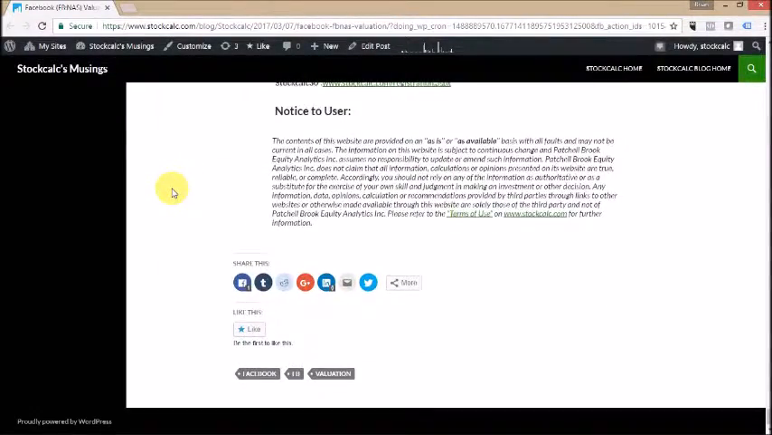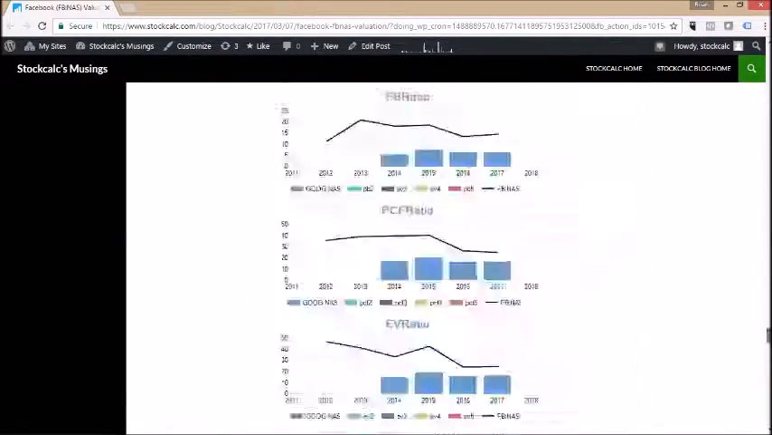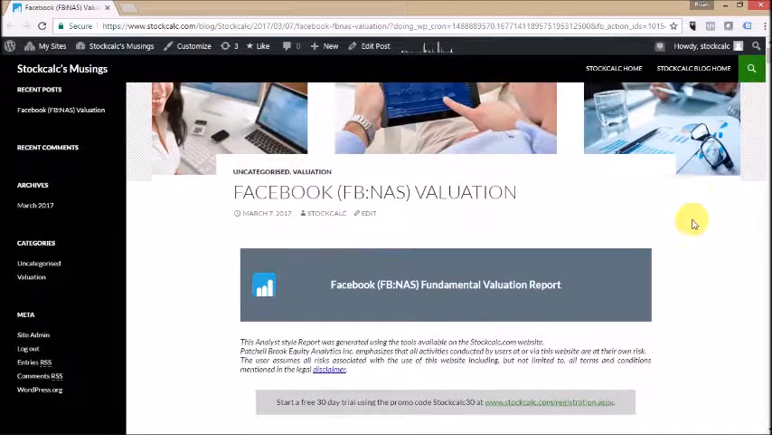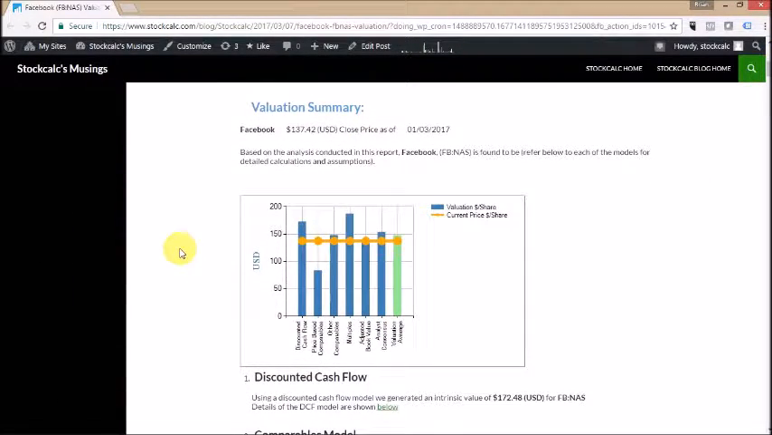So that's the content that we have in the blog, and the same is true for every company that we analyze within stockcalc. What this valuation allows you to do is to get comfortable with the fundamental value of the company. Does the company have the cash flow to support the valuation? Is the company well positioned against its competitors, against its peer group in terms of valuation? Is it on the high side? Is it on the low side? Does that present an opportunity for you?